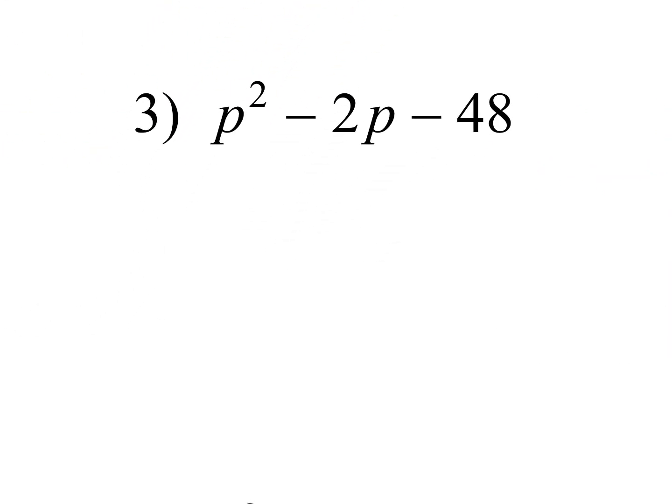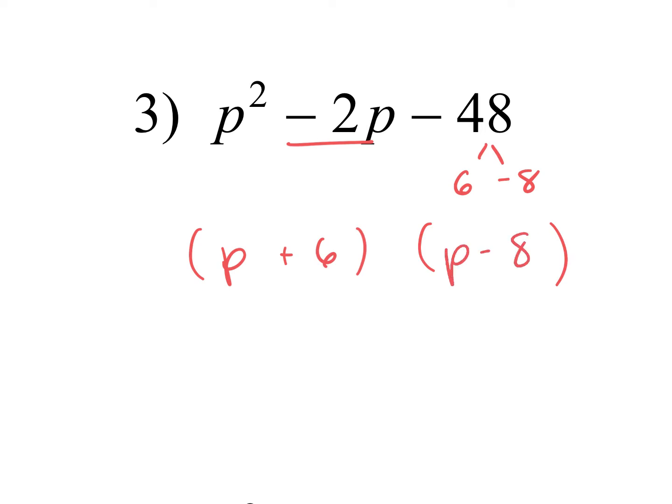All right, Damien, what are 2 factors of -48 that add to -2? 6 and -8. Perfect. Since the middle number is negative, that means our bigger number is negative, so -8. So p plus 6, p minus 8. Again, it doesn't matter the order. You could say p minus 8 times p plus 6.